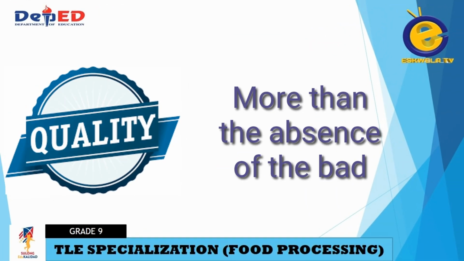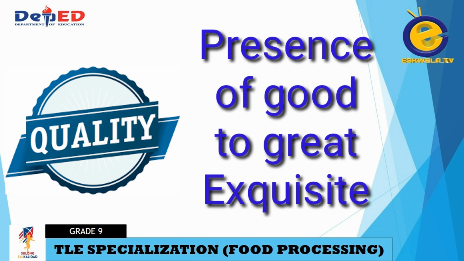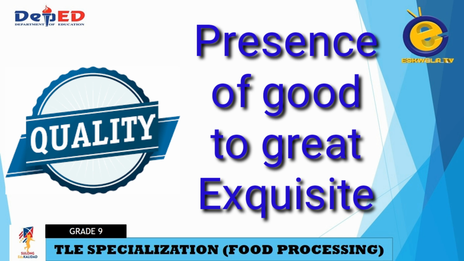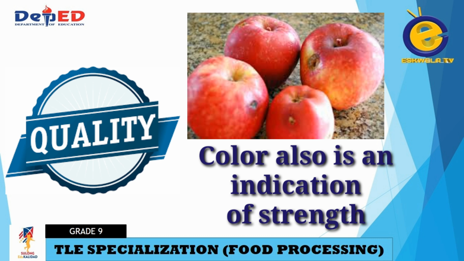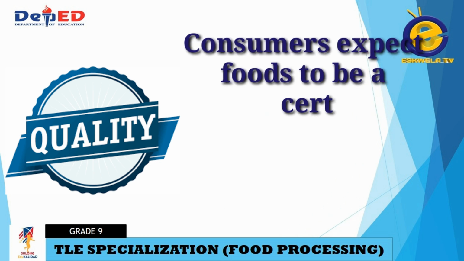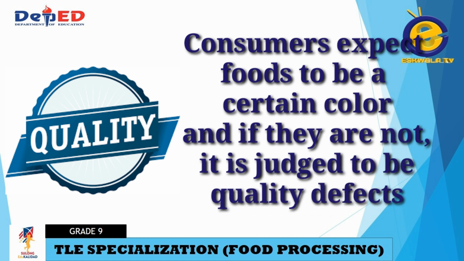Quality is thus more than the absence of the bad. It is also the presence of good to great to exquisite. The color of a fruit indicates how ripe it is, and color is also an indication of strength as in tea or coffee, degree of cooking, freshness or spoilage. Consumers expect food to be a certain color, and if it is not, it is judged to be a quality defect.